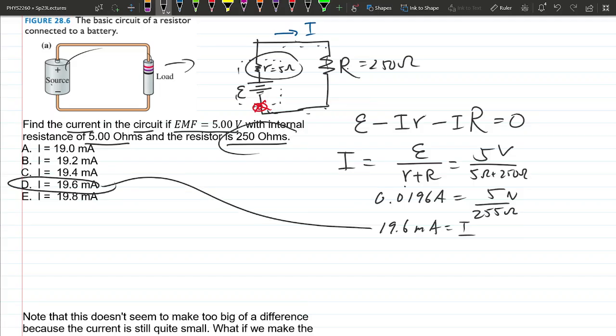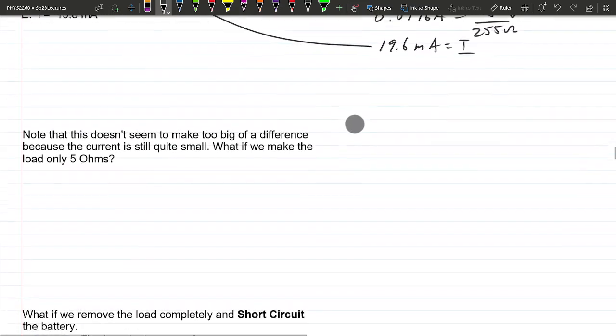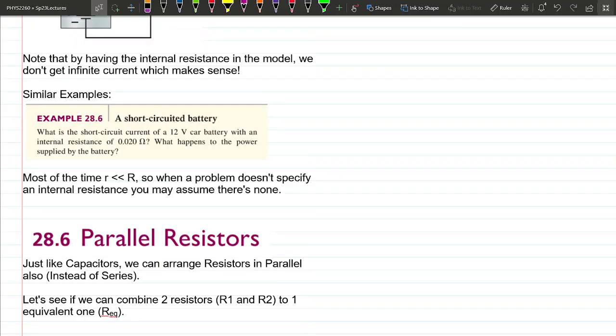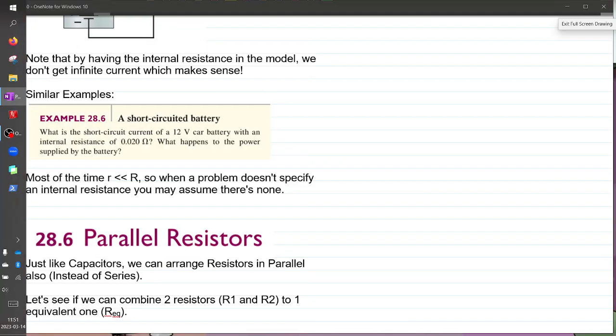Without that internal resistance, it's actually going to give you 20 milliamps. So it changes the answer slightly, but it's a much more realistic model of a battery. Okay. So that's how we'll end today, and we'll keep talking about other situations and circuits tomorrow.